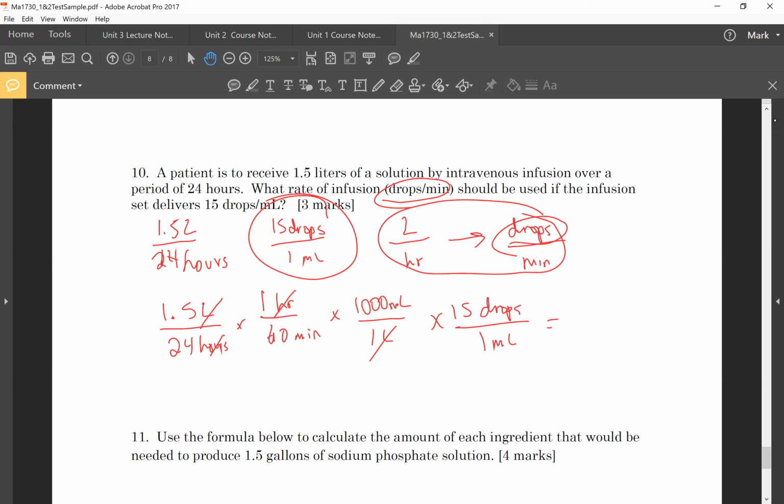And I'm done. So this would be 16 drops per minute. Well, actually, it's 15.6 drops per minute. And depending on the medication, you might not be able to calibrate it to that. So 16 drops a minute. It might be a bit too much, but you let the doctors and nurses worry about that. But mathematically, it's 15.65 drops per minute.